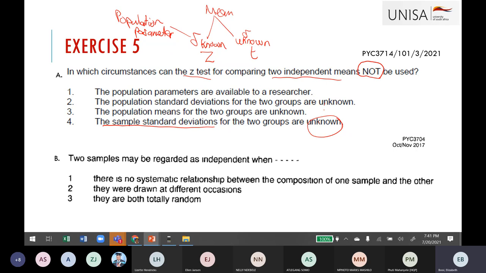So in which circumstance is a Z test for comparing two independent means not to be used? When the population standard deviations for the two groups are unknown. We cannot use the Z test. This other option won't be right because we never refer to the means or the sample, and we will use that if we're looking at the t-test. Sorry, whoever answered option two was right. My bad.